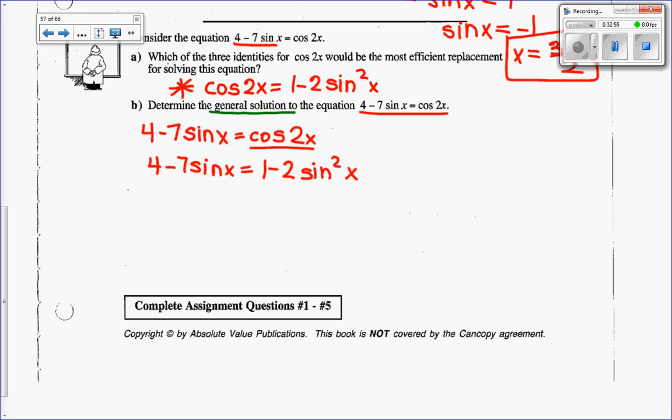Now again, because this is an equation and I'm trying to solve for x, I need to get all of my x's and constant terms on one side, and I need a 0 on the other side. Since this is a negative 2 sine squared x, I'm going to add 2 sine squared x to both sides. Then I've got minus 7 sine x, and I'm going to subtract a 1 from each side, so that's plus 3 equals 0. Now I can solve it.